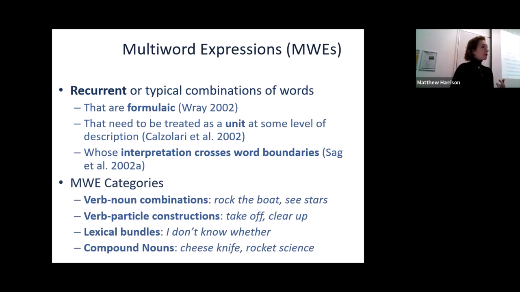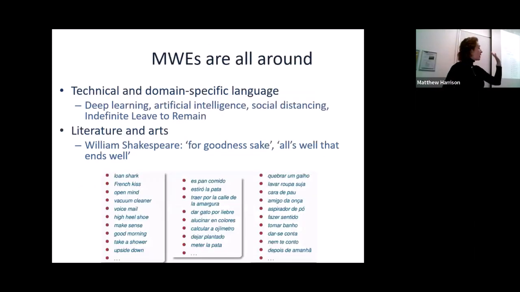For example, in verb and noun combinations, like rock the boat and see stars, lexical bundles, like "I don't know whether", and compound nouns, like cheese knife and rocket science. Depending on the theoretician that you talk to, their definition of multi-word expressions is going to be a bit more comprehensive or a bit less. But they happen in all languages and in all domains.